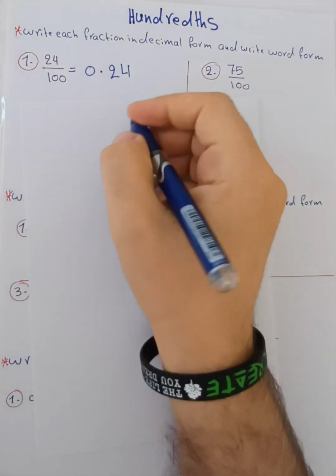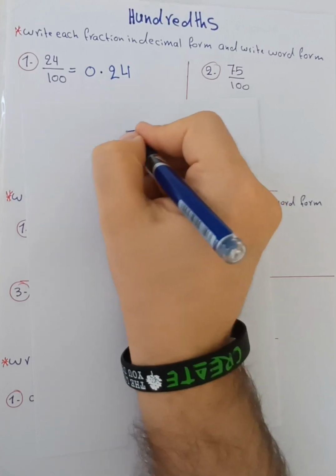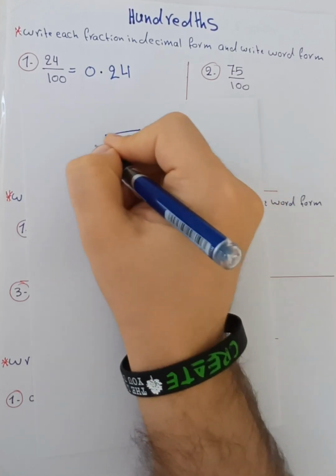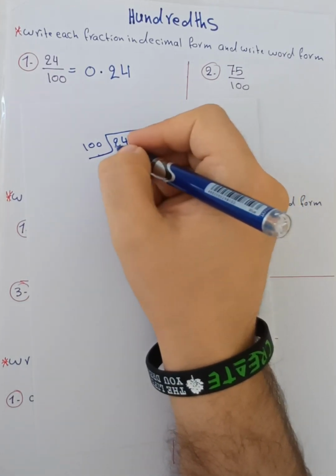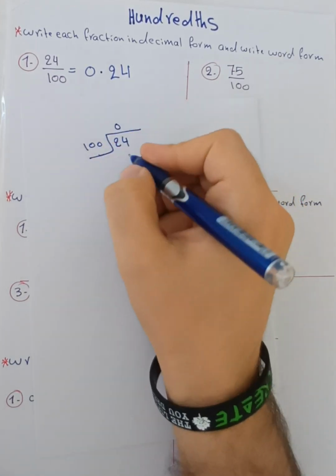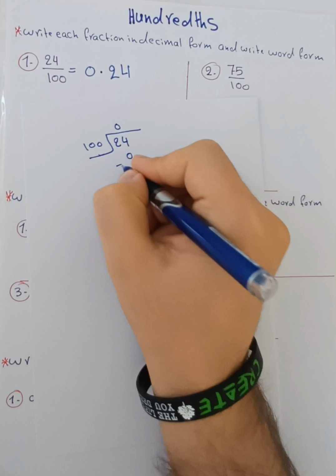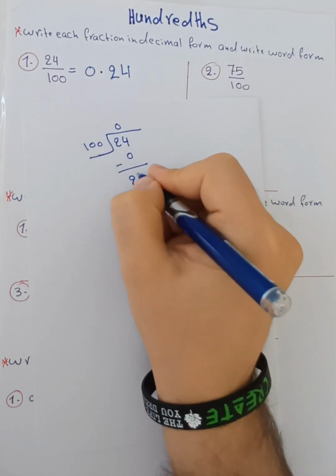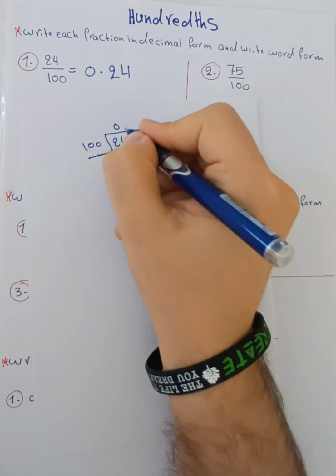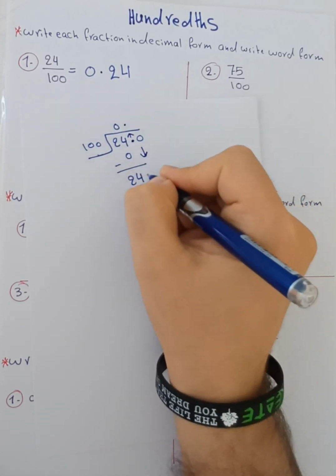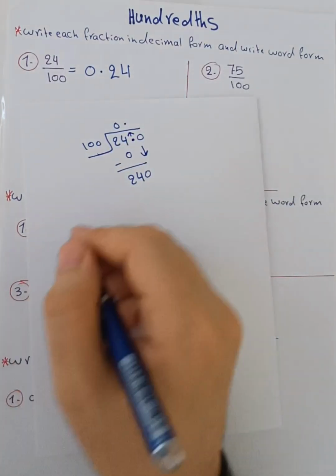We can use the division way, 24 divided by 100. So 24 divided by 100 is 0. 0 times 100 is 0. 24 minus 0 is 24. We have to write the decimal point and 0. Write the decimal point in the quotient, and bring down 0.